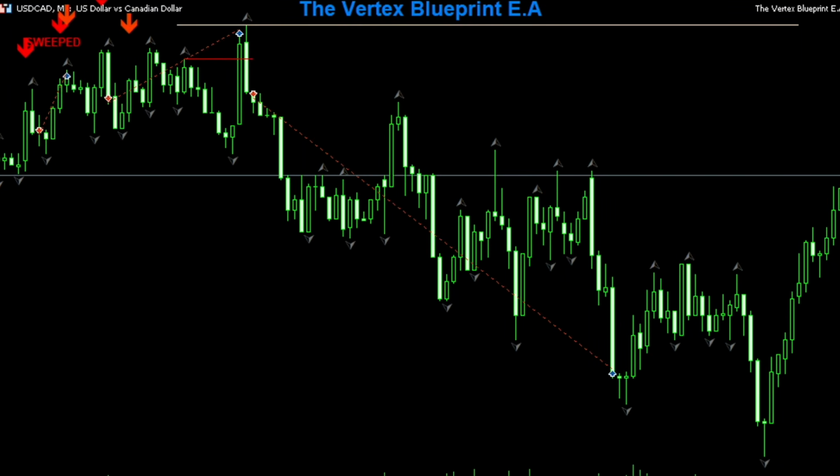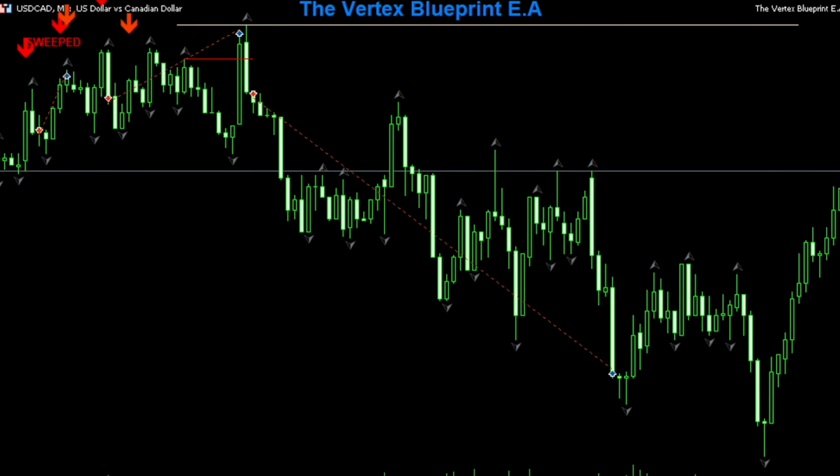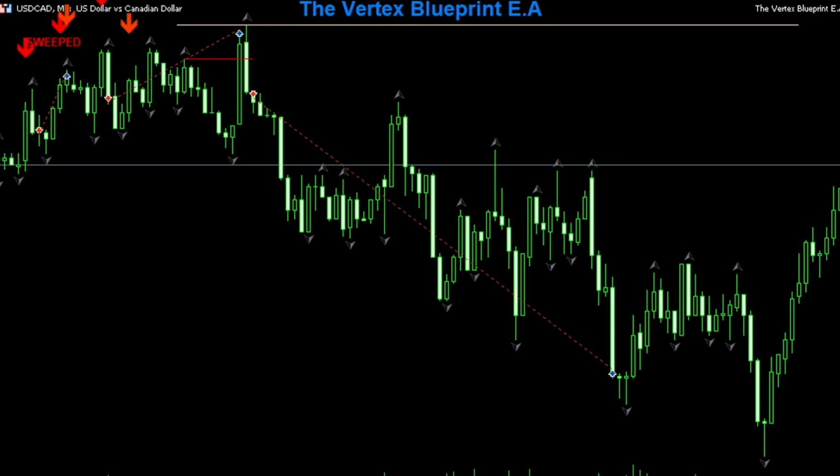We have just hit TP on this live trade that was taken by the Vertex Blueprint EA. Let's do a breakdown of this one.